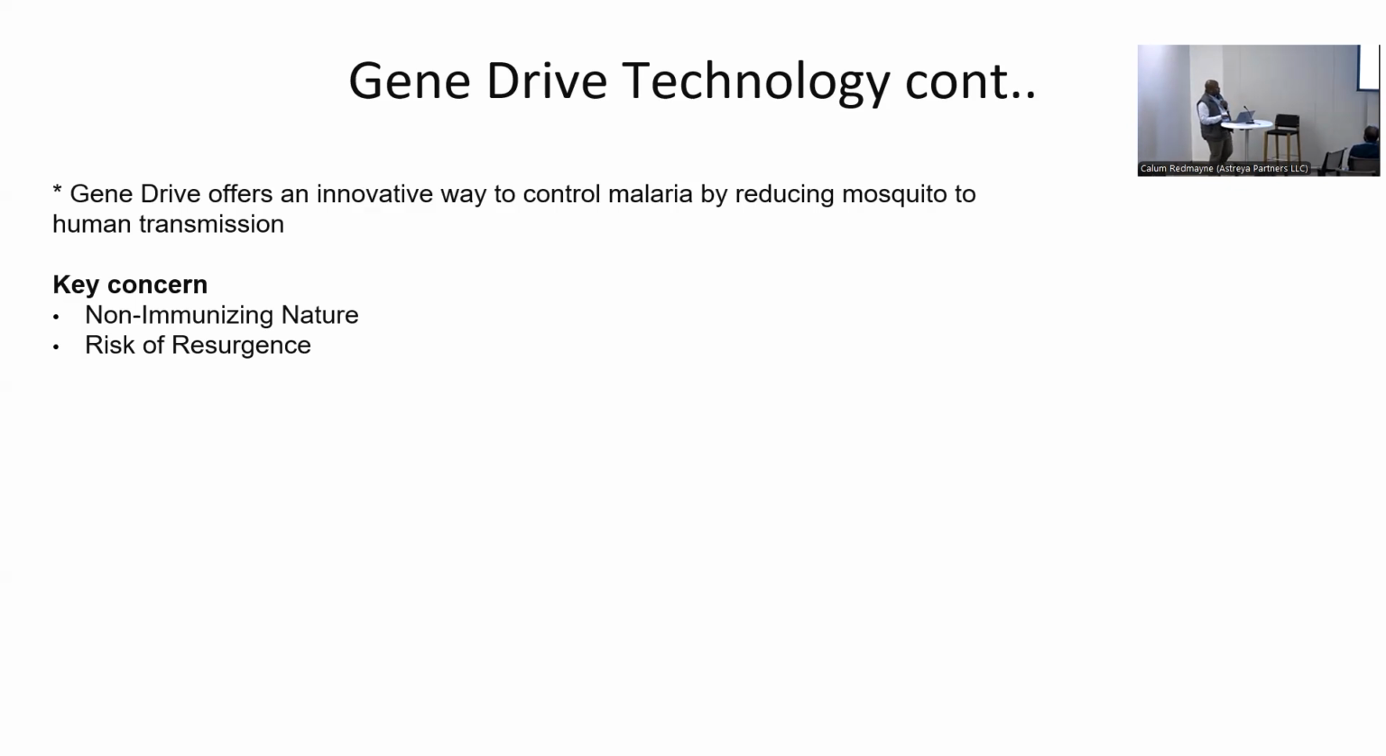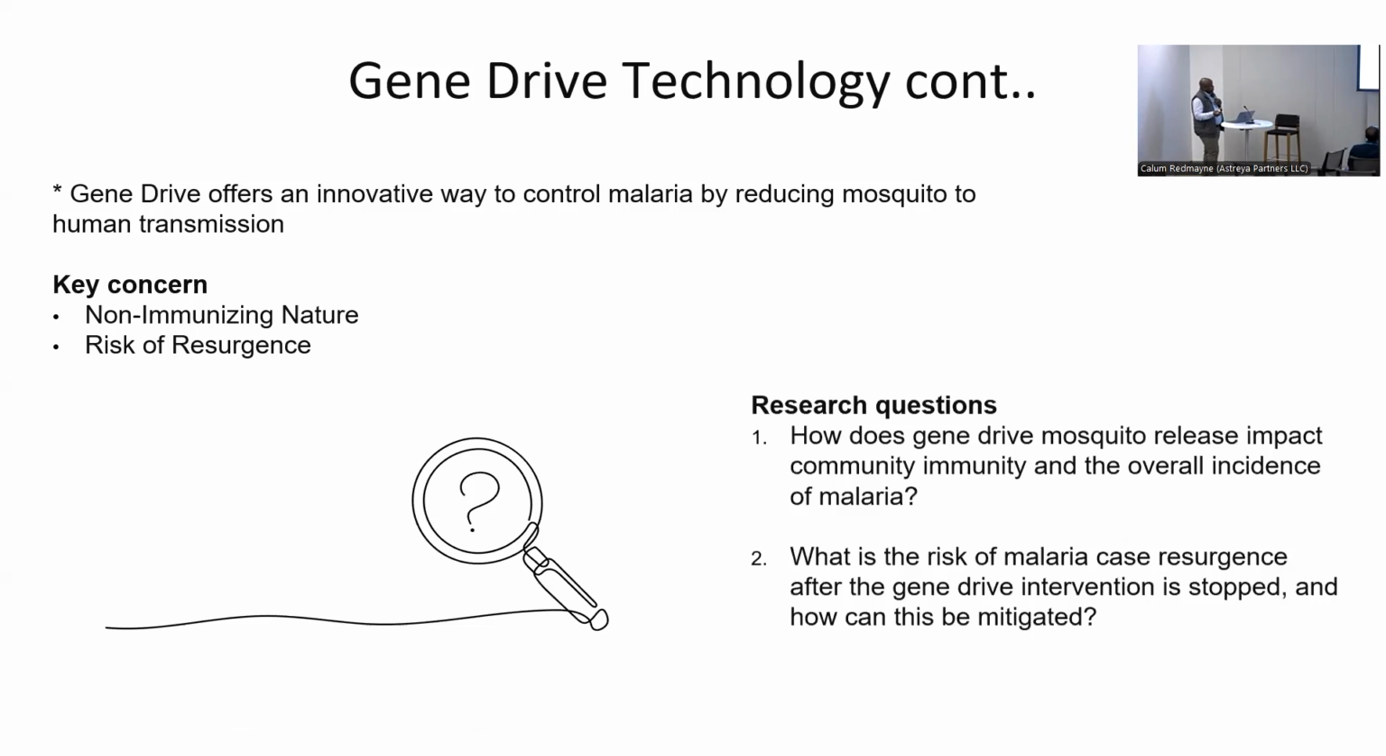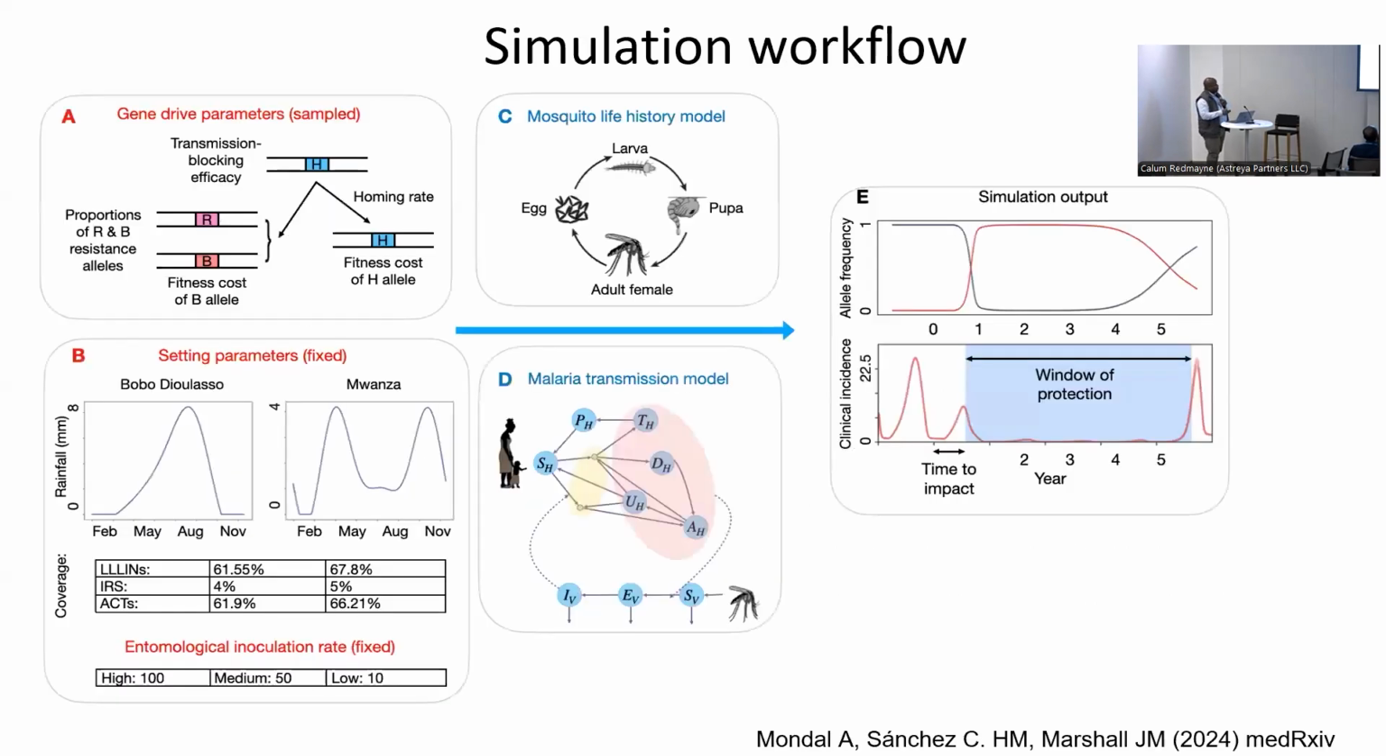From these concerns, we came up with the questions: how does gene drive mosquito release impact the community immunity and overall incidence of malaria? And what is the risk of malaria case resurgence after the gene drive intervention stopped, and how can it be mitigated? This is a work in progress, and I will present some of the results, particularly for question 1. Since it's a work in progress, maybe I can get comments or any feedback from you. So this is the simulation workflow.